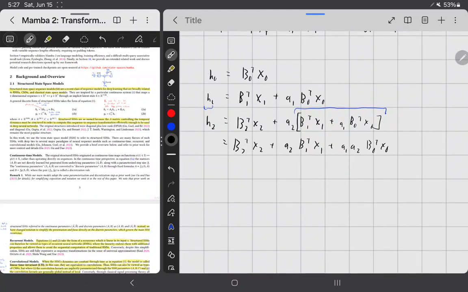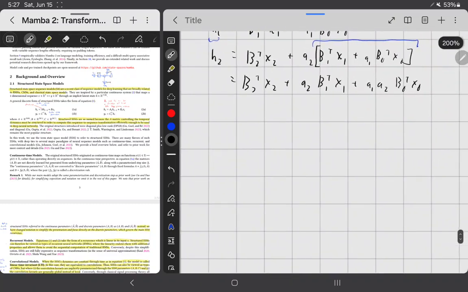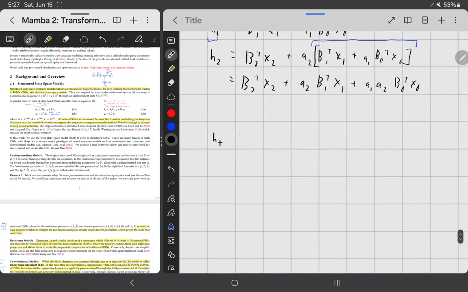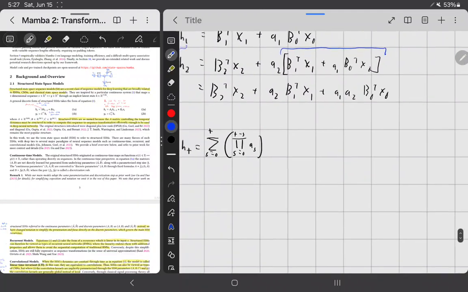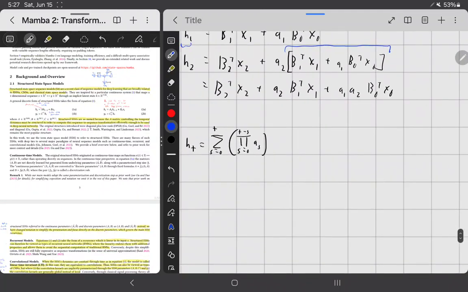So overall, the hidden state becomes H at time t equal to a sum of products, s equal to 0 to t, of the product of A from s to t. This is just our compounding part here at time s.